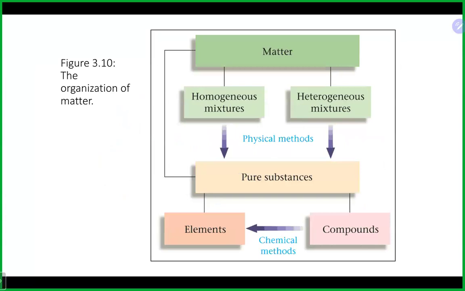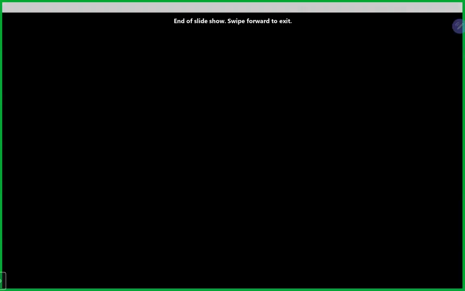A little decision tree: matter can be mixed together to make a homogeneous or heterogeneous mixture. You could separate them back out to their pure substances by physical means. Those pure substances could be either compounds or elements. If it happens to be a compound, you could, through chemical means, get it back down to elements. Any questions on chapter 3? That is done.